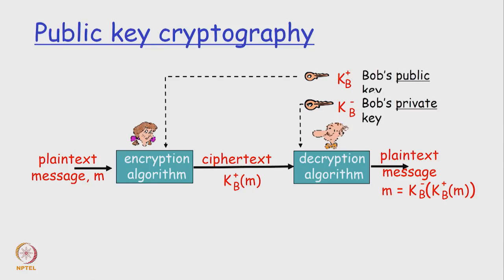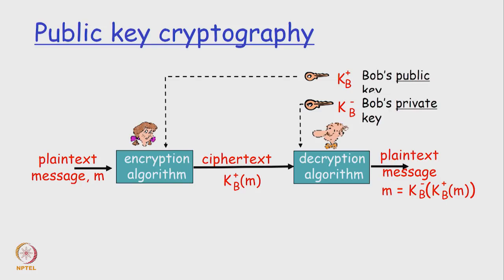So what happens here? I have a plain text message M, and I apply an encryption algorithm using a public key which I call KB plus, and this goes out. Then there is KB minus, which is Bob's private key. Bob decrypts the cipher message, which is KB plus of M, using this KB minus, Bob's private key.